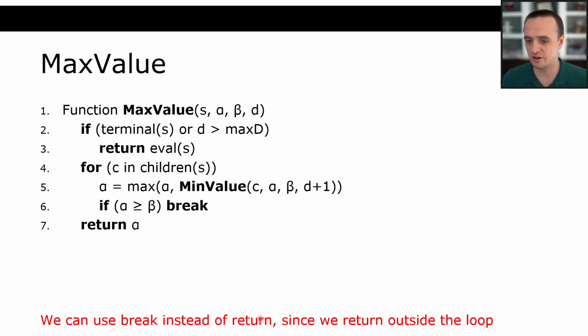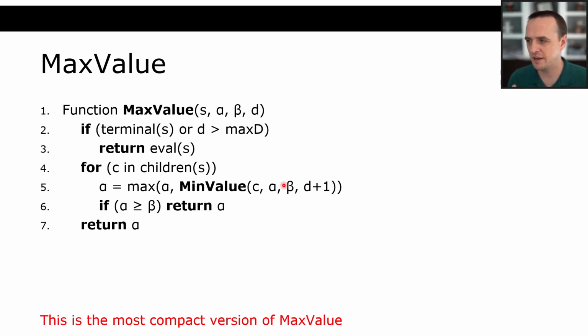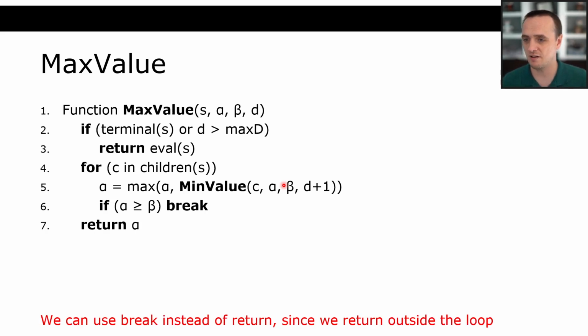I can use break instead of return because we're returning outside of the loop. So I know this might seem like, what in the hell? Why would you do that? It turns out it's going to have a really, really good property in the next couple of slides. So we have break here, and now I have this sort of shortened version of the MaxValue algorithm.